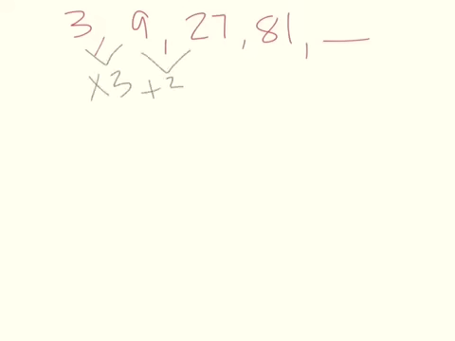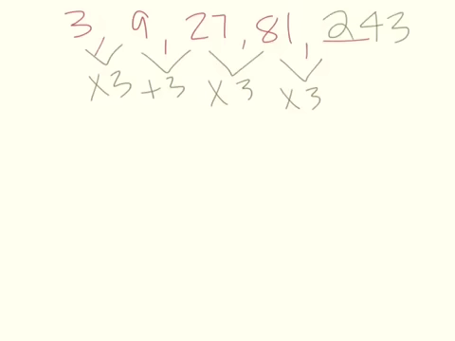So 3, 9, 27, 81. What would the next number be in the pattern? So go ahead and pause the video and see if you can figure out what the next number would be. So hopefully you notice that between each number you multiplied by 3, and multiplying 81 by 3 would give you the following number in the sequence, which would be 243.